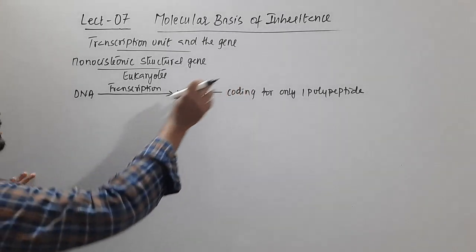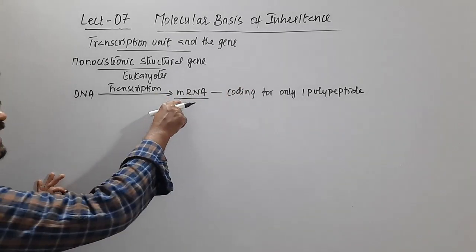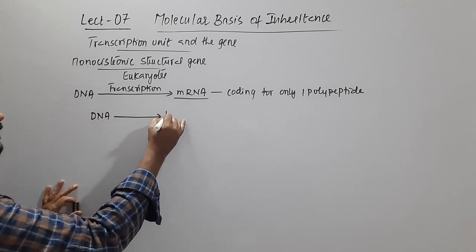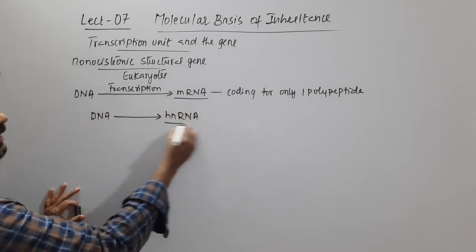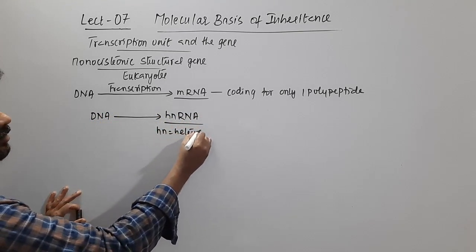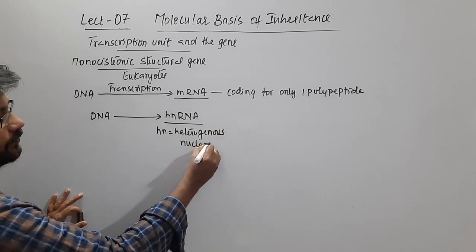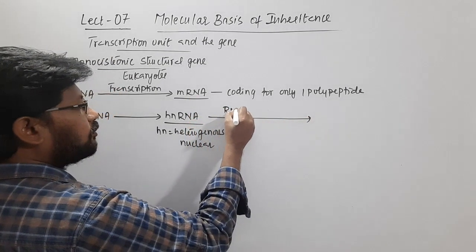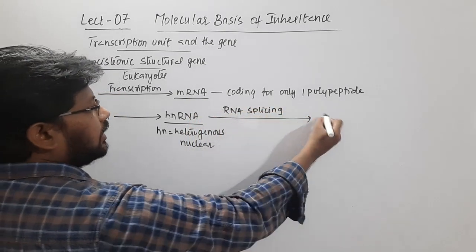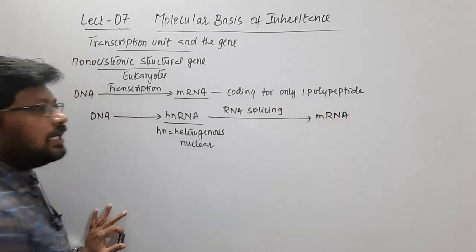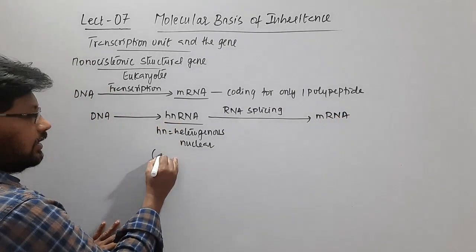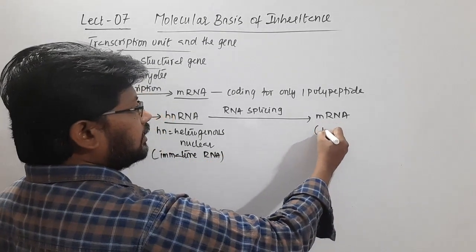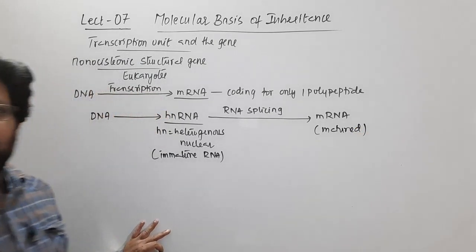And moreover, in case of eukaryotes, mRNA is not directly synthesized. What actually happens is DNA first gives rise to hnRNA. This hn stands for heterogeneous nuclear, so it's called heterogeneous nuclear RNA. This heterogeneous nuclear RNA will undergo a process called RNA splicing, and then finally it results in the formation of mRNA. So here hnRNA is an immature RNA molecule, whereas mRNA is a mature molecule.